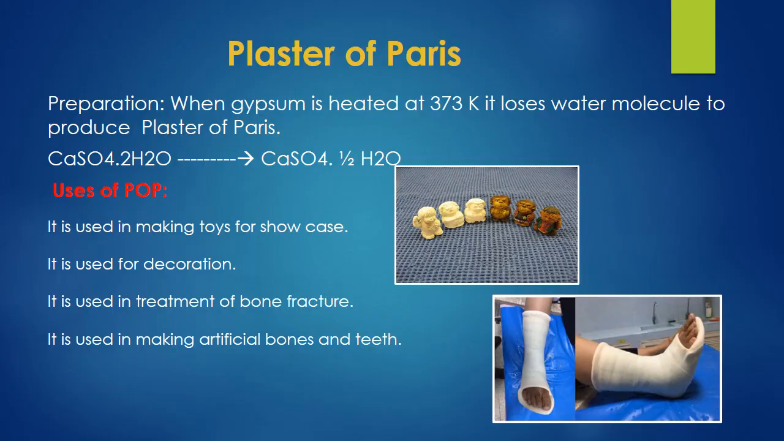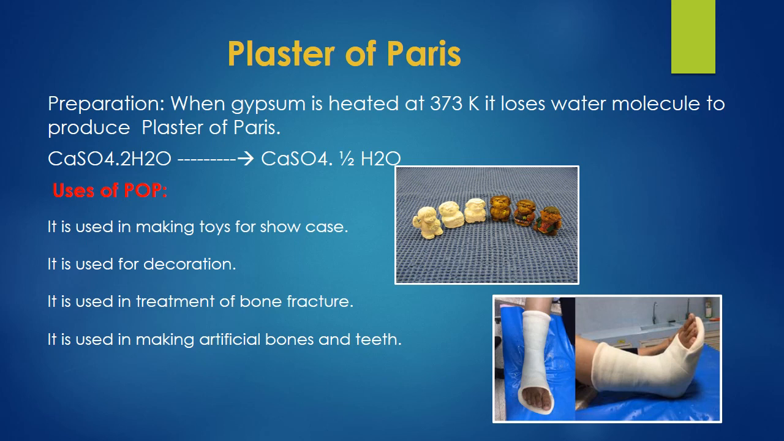Dear students, the last salt of this chapter is plaster of Paris. How do you prepare the plaster of Paris? When gypsum is heated at 373 Kelvin, that means 100 degrees centigrade, the gypsum loses water molecules and produces the plaster of Paris. The chemical reaction is CaSO4.2H2O on heating produces CaSO4.½H2O, that is hemihydrate.